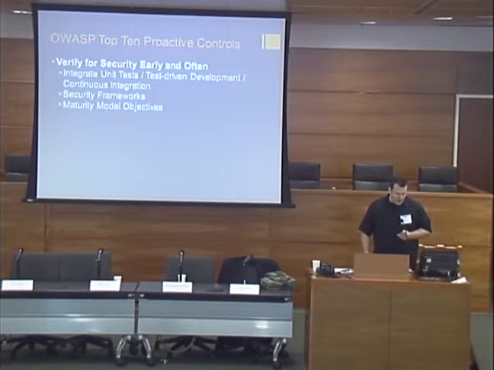So the proactive controls: verify early and often. I want to dive a little deeper into this. OWASP has a standard testing base called the Application Security Verification Standards Project. It provides a basis for testing web applications and technical security controls, and also provides developers with a list of requirements for secure development. And so that can be very helpful if you're looking for things to implement into your testing.